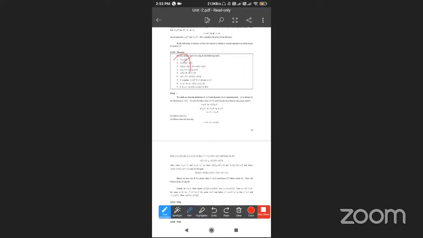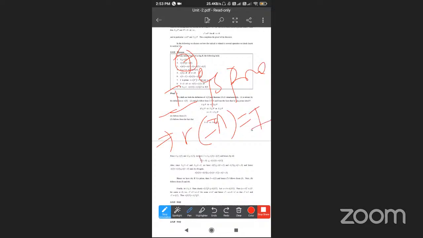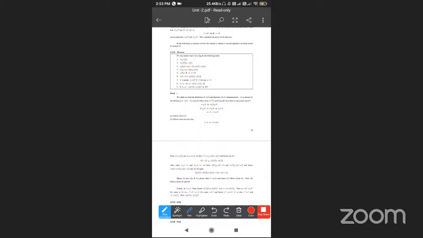Now this is the seventh. What is it? I is a prime ideal. I is a prime ideal, like that, implies the radical of I to the power of n is equal to I, therefore n greater than 0.